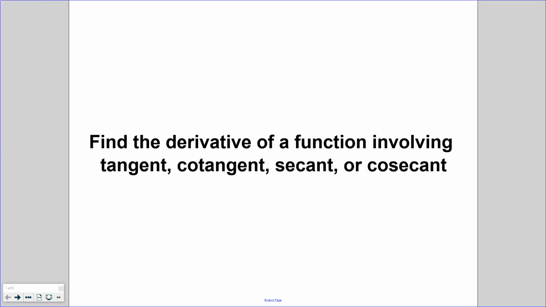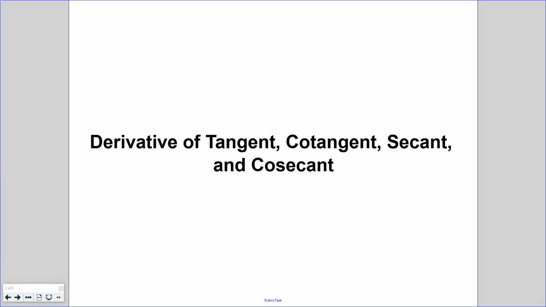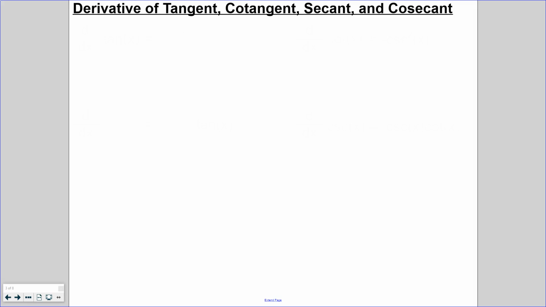Find the derivative of a function involving tangent, cotangent, secant, or cosecant. Alright, so in this video we're going to talk about the derivatives of the final four trig functions: tangent, cotangent, secant, and cosecant. So let's dive right in.